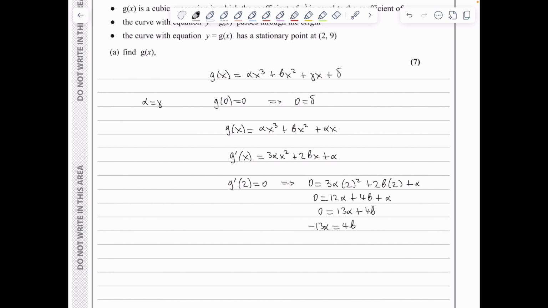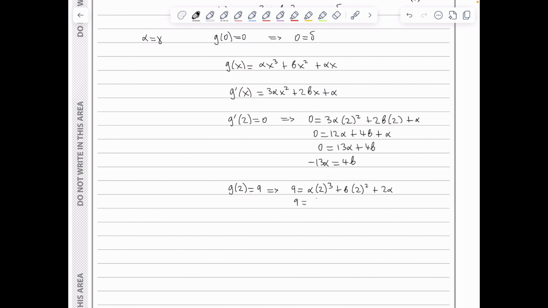And in addition, we know that the point with coordinates (2, 9) lies on the curve. So in other words, g of 2 is equal to 9, which means that 9 is equal to alpha times 2 to the power of 3 plus beta times 2 to the power of 2 plus 2 alpha. So we are looking at 9 is equal to 8 alpha plus 4 beta plus 2 alpha. So we've got 9 is equal to 10 alpha plus 4 beta, and therefore 9 minus 10 alpha is equal to 4 beta.